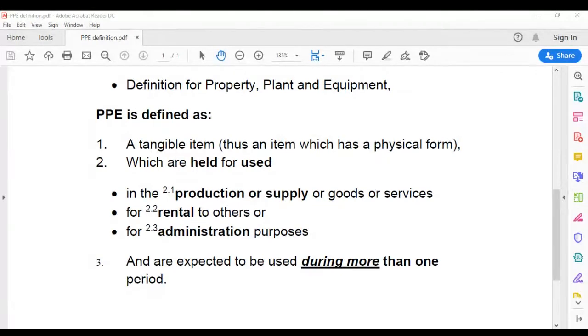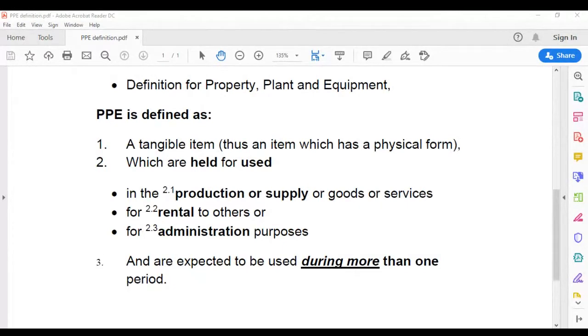Ladies and gentlemen, it does not say during more than a year, right? We have to be clear on that. It doesn't necessarily have to be used during more than 1 year. What that period refers to is a financial accounting period, right? So I'm going to use Bradley Biswapi's example as well just now, but let's maybe think about a few scenarios.